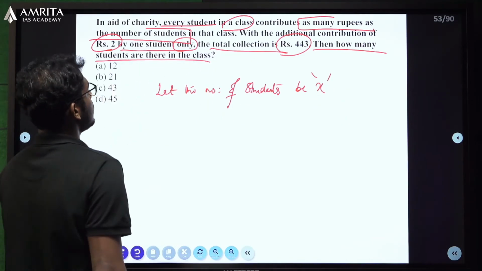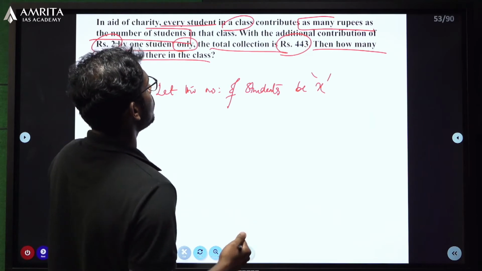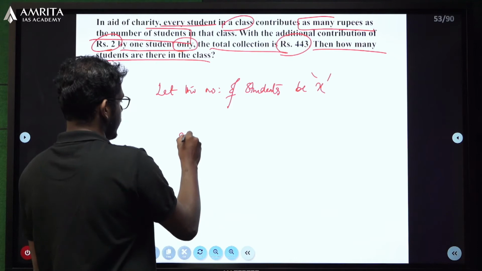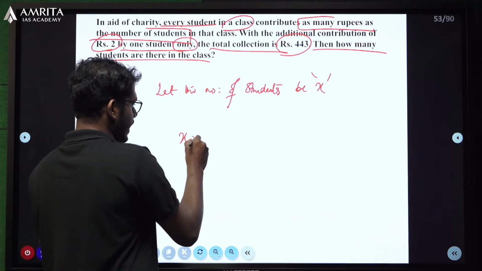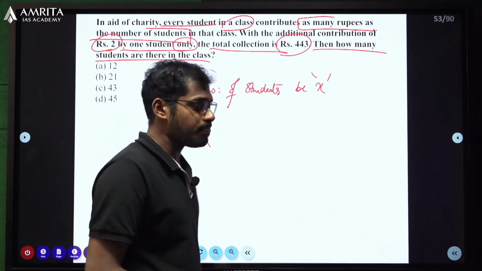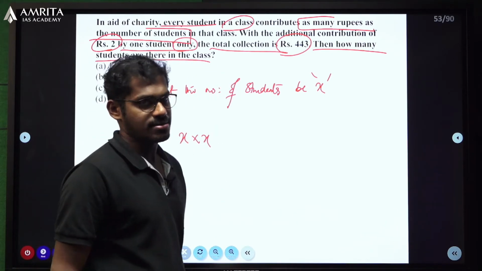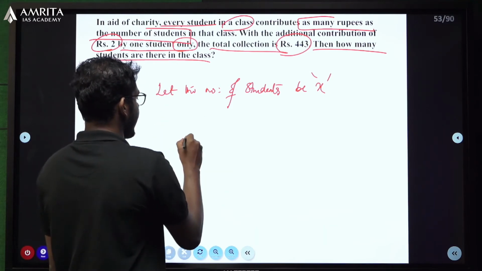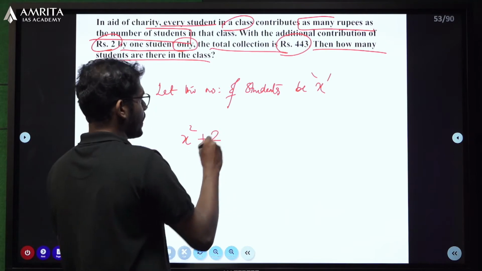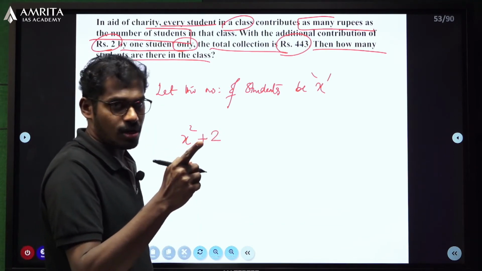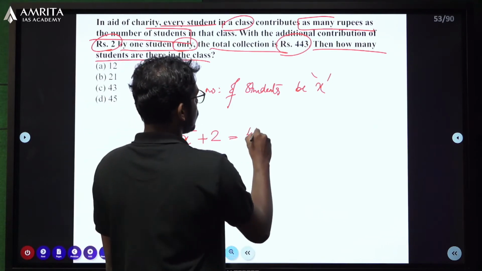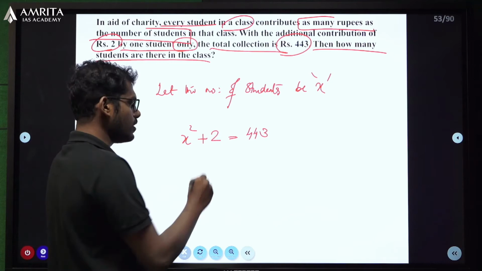And the question says, they contribute as many rupees as the number of students in that class. Okay. So, there are X students and they collect X rupees each. So, the total will be, each person contributes X rupees and the total will be X into X. Okay. X into X, that is X square. With the additional contribution of 2 rupees by one student only, one student contributes additional 2 rupees, then the contribution becomes 443 rupees. Clear?